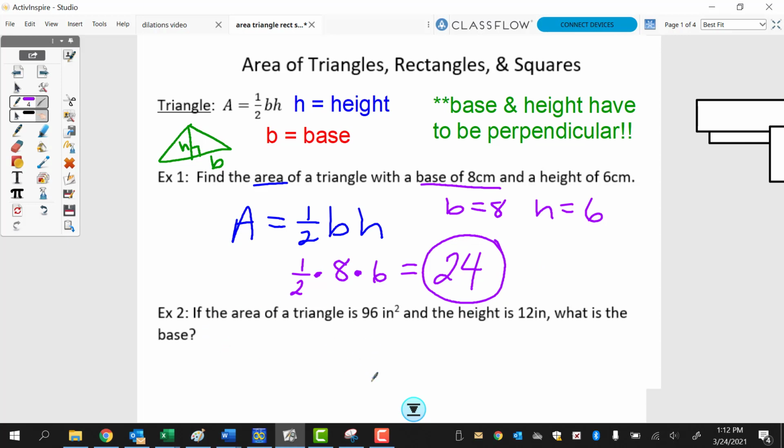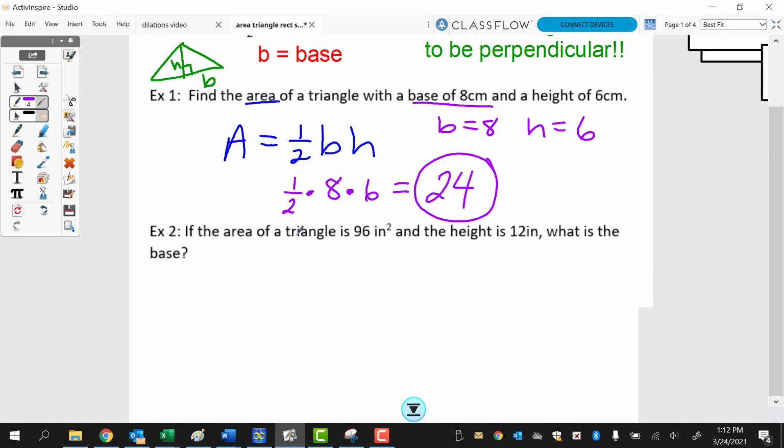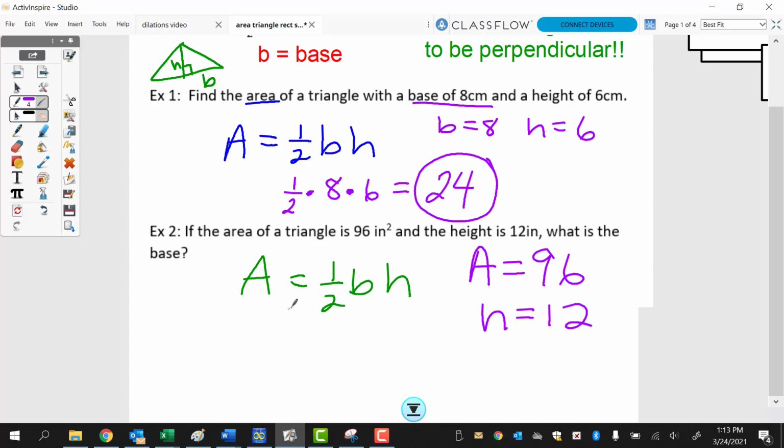Example 2. In example 2, they're saying if the area is 96 and the height is 12, what is the base? So this time they're giving me the area and we're going to have to work backwards. I'm still going to write my area formula. This time they're telling me the area is 96 and the height is 12, so we're going to make sure we put them in the equation where they belong. Instead of A, I'm going to put 96 over here.